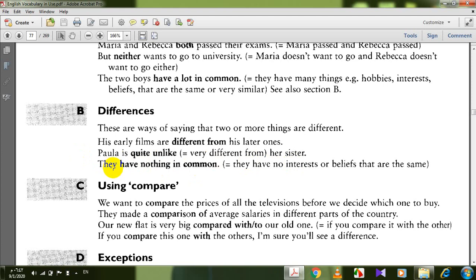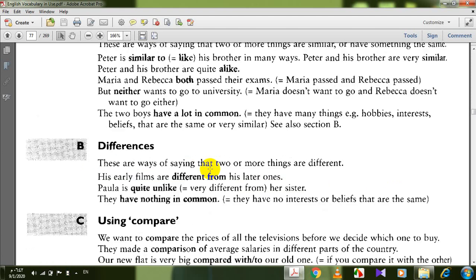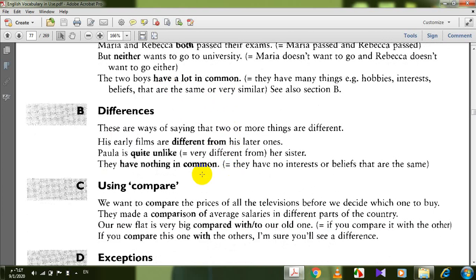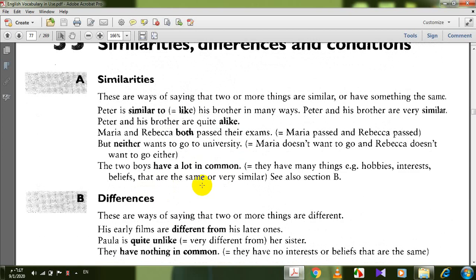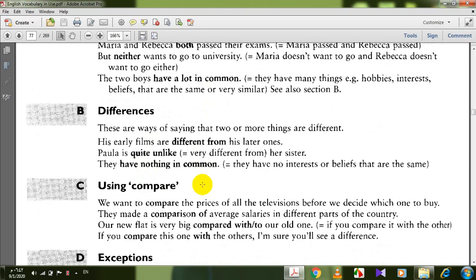They have nothing in common. They have no interests or beliefs that are the same. They have nothing in common. It means they have no interests or beliefs that are the same. They have a lot in common. Good. So they are opposite. Have nothing in common and have a lot in common. This is to show differences and this is to show similarities. So to show differences, you can use different from, quite unlike, and have nothing in common.